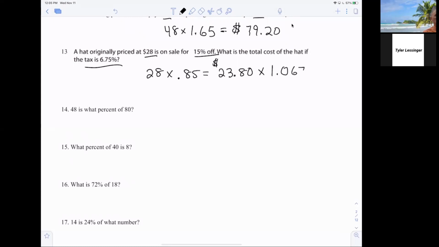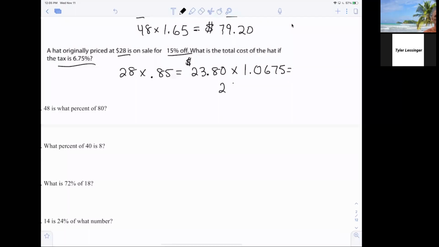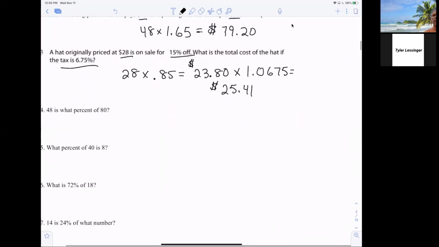1.07. Eddie, how you doing? That's good, right? Good for you. All right, so now somebody multiply that, and I need that rounded to the nearest penny if I need to. $25.41. Please verify, please. Don't take her word for it, even though she's always right.